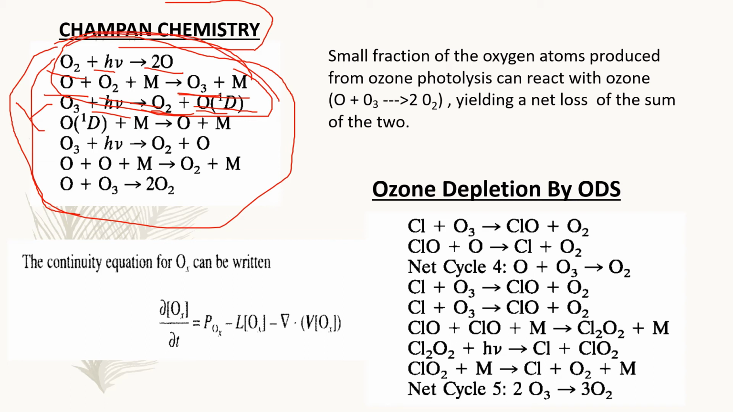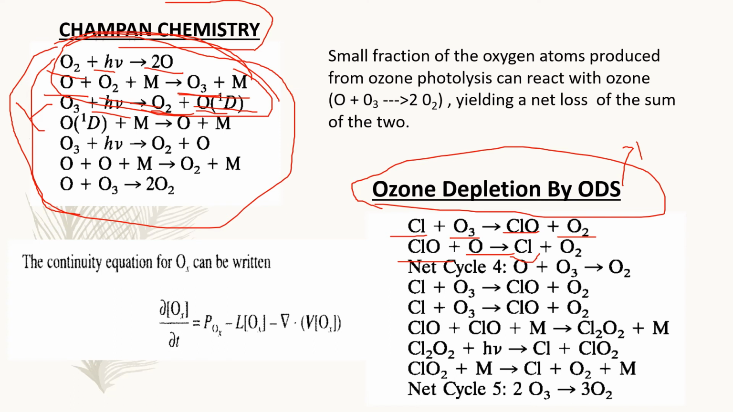Now how is ozone getting depleted from the ODS? We have told what ozone depleting substances are. The chlorine which is released from the chlorofluorocarbon reacts with O3 to form chlorine oxide and release O2. This chlorine oxide again reacts with an oxygen free radical to form chlorine and O2. What does it mean? The chlorine is formed back into the atmosphere or into the ozone layer.